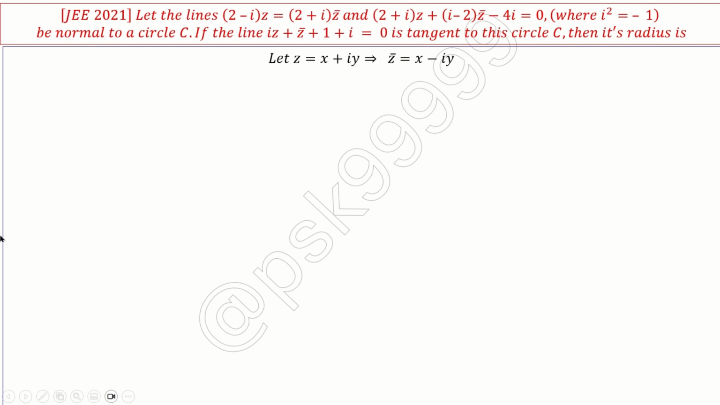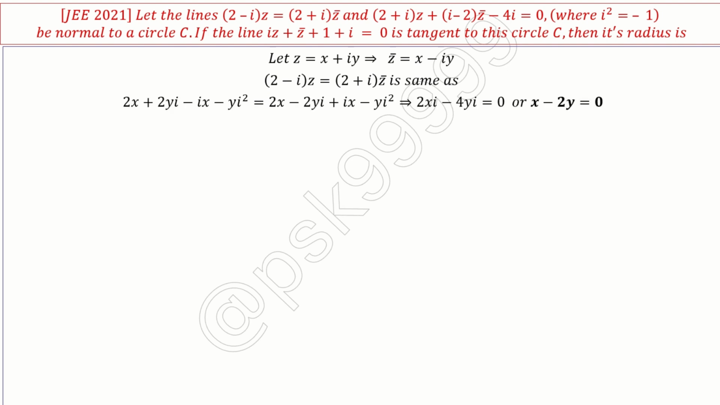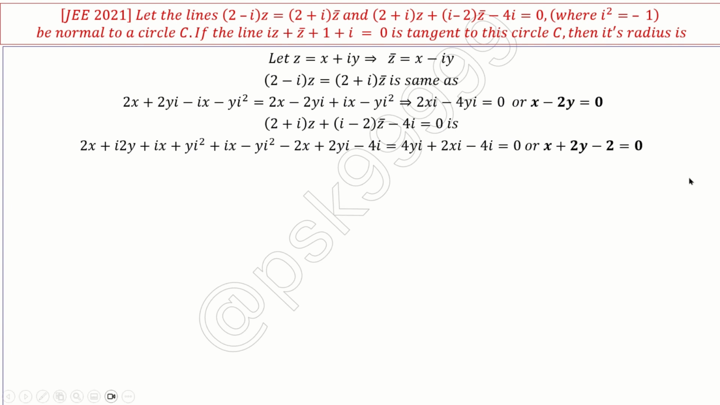Let z equal to x plus iy, so z bar, the conjugate, is x minus iy. Now (2 minus i)z equal to (2 plus i)z bar. If I expand and simplify it, I get the equation of a line, x minus 2y equal to 0. This is a line. The second equation which is given is (2 plus i)z plus (i minus 2)z bar minus 4i equal to 0. If I simplify this also, I get another line equation, x plus 2y minus 2 equal to 0. Now he's telling that these two are normal to a circle C.